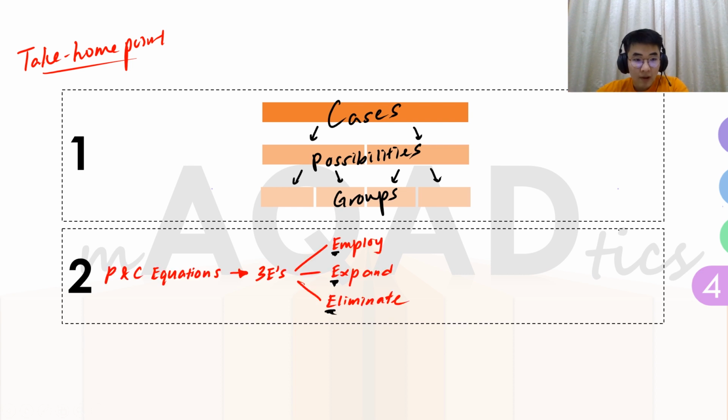And the second point would be for this kind of permutation and combination equations, which we saw in part B, we can use this 3E method. So the first thing is we can employ or apply the formulas that we have learned in this chapter to simplify the equation. Okay, and the second E would be expand. So just now I gave this example. Let's say I stop at n minus 3, then I need to put a factorial. And the third thing would be to eliminate the similar factorials. Okay, we can cross it off and we can further simplify our equation.